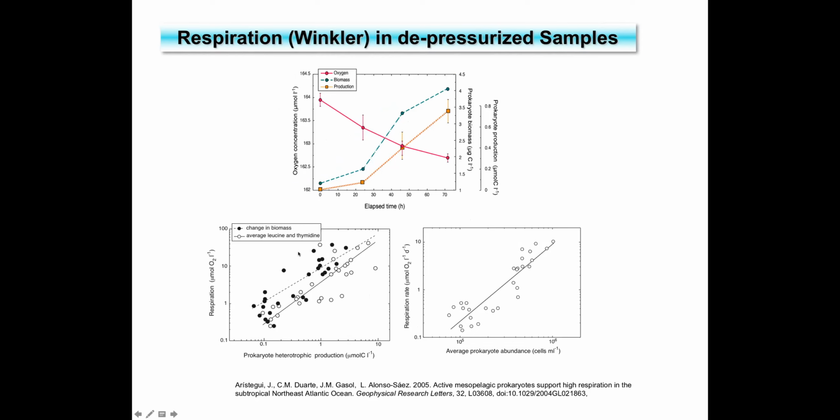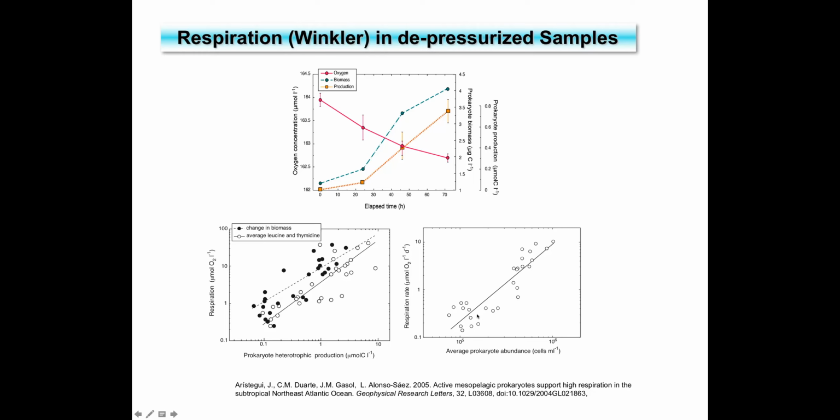So we estimate prokaryotic production by 2 different approaches. One is the change in biomass, but also looking at the average leucine and thymidine uptake here. And we also estimate the average prokaryotic abundance. I think we use this relationship to backscale later on.